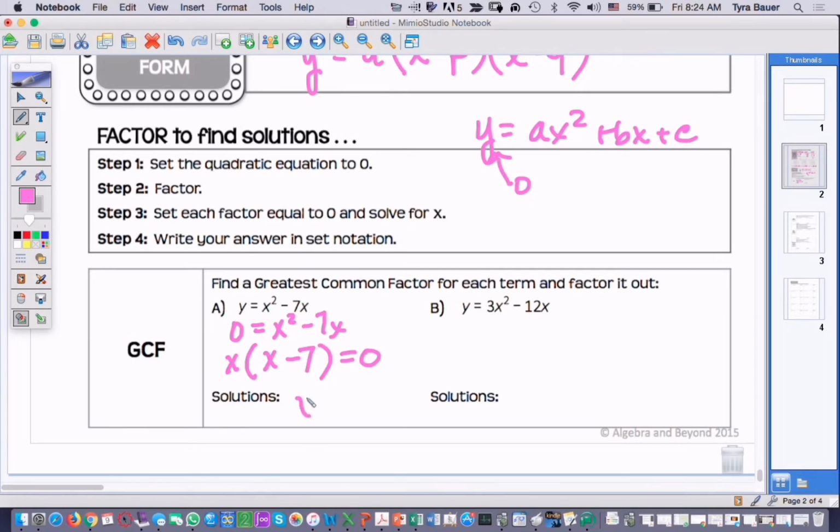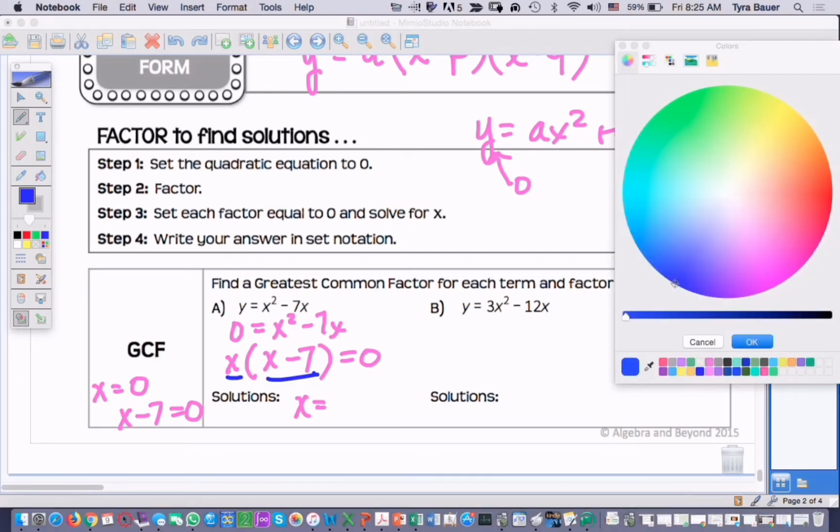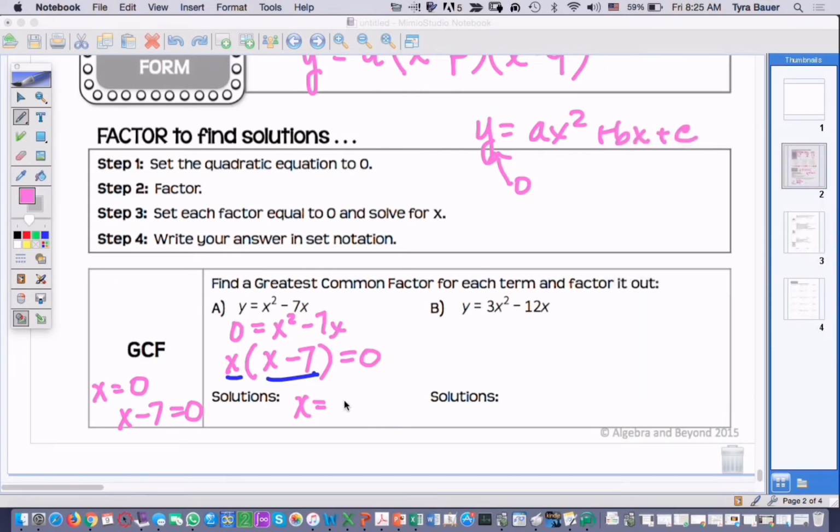Okay, so I have it in intercept form. What are my solutions? Well, don't I just take x equals 0 and x minus 7 equals 0? I take both of these and I set them equal to 0. Set each factor equal to 0 and solve for x. So we would have two solutions for x? So 7 and 0. 7 and 0.